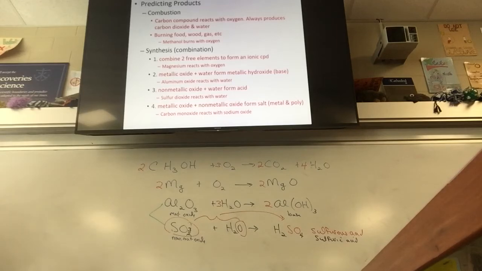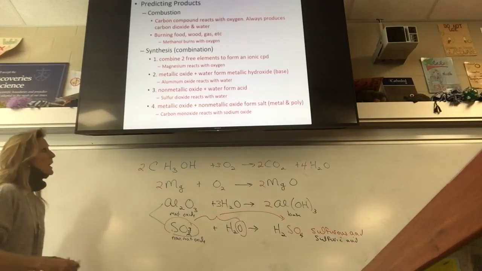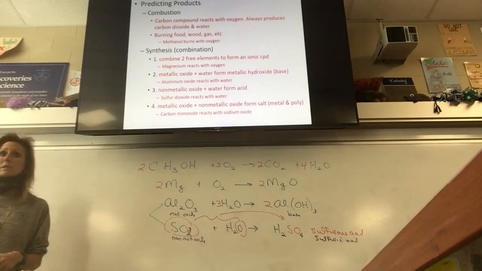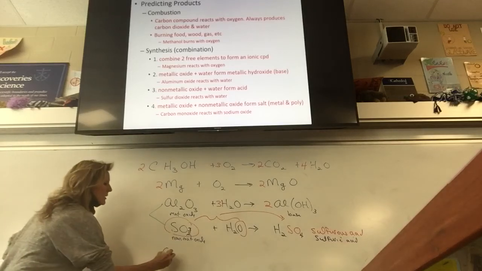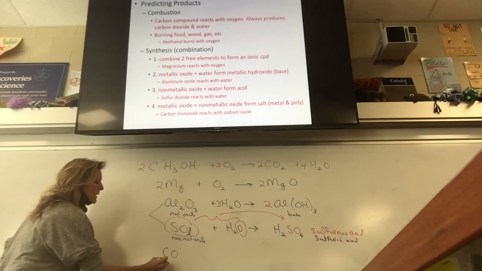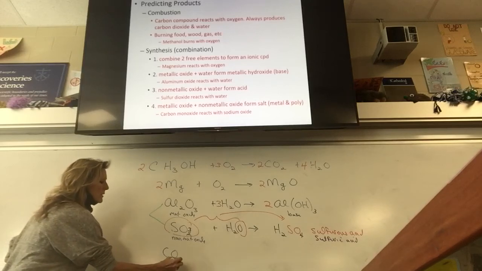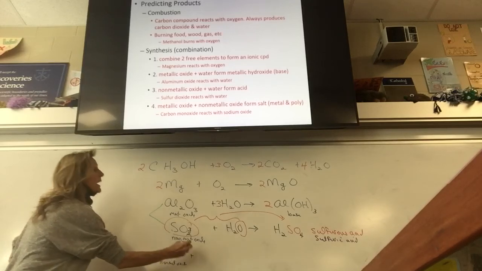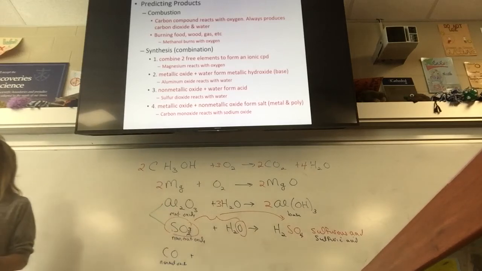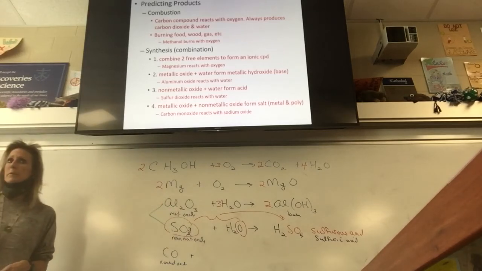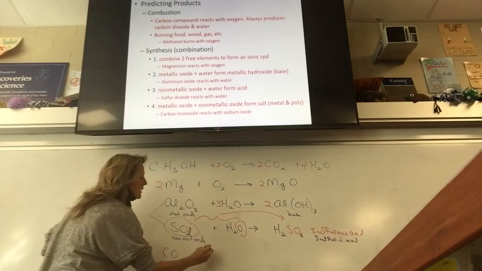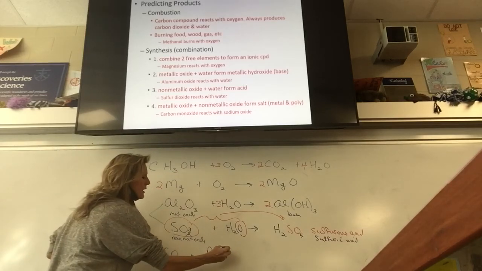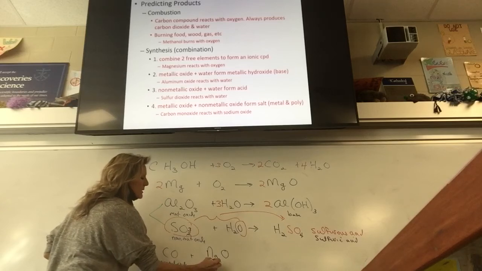So here we have carbon monoxide. What's that formula? CO. Yep. So that's our nonmetallic oxide. And it's combining with sodium oxide. What's that look like? Na2O, good, because again, sodium's +1, oxygen's -2, so that's our metallic oxide.